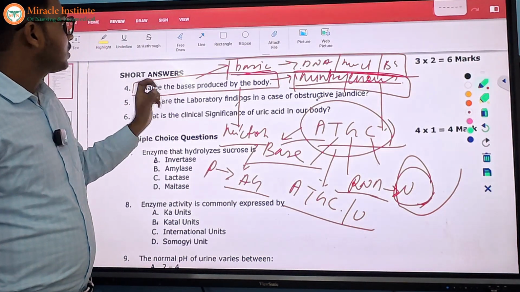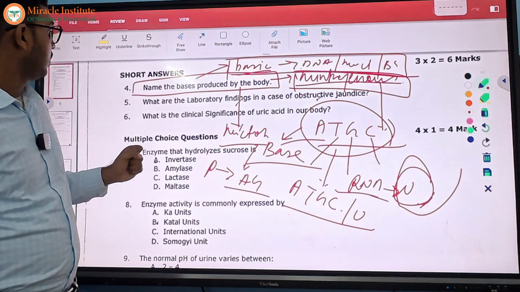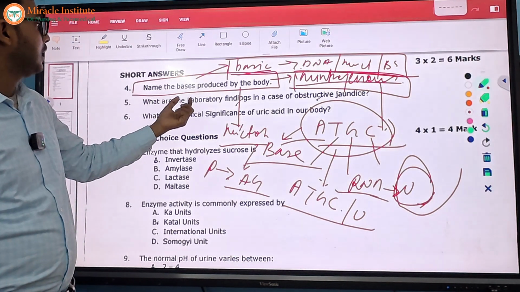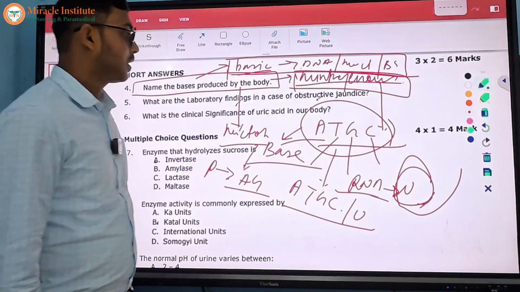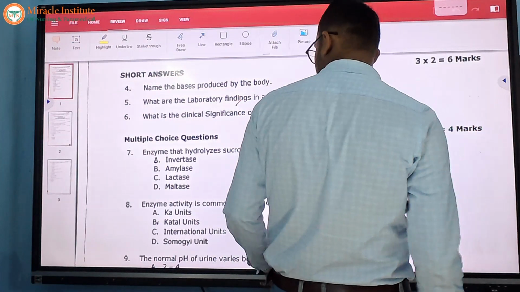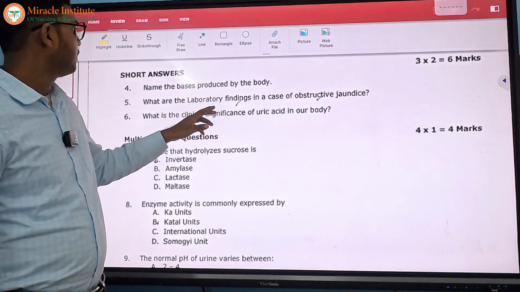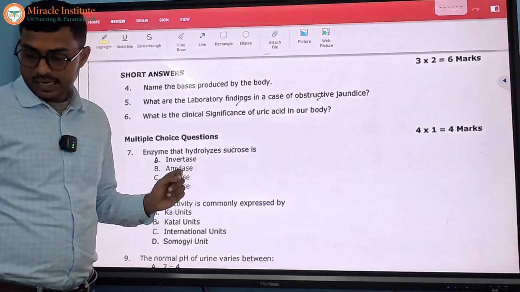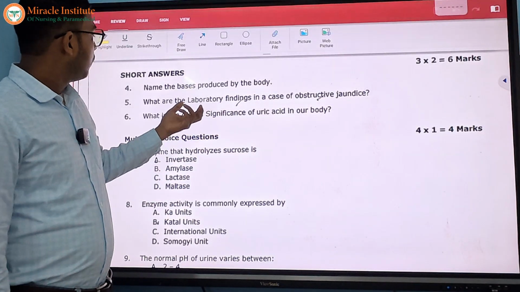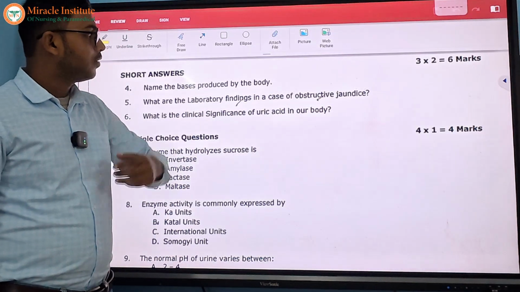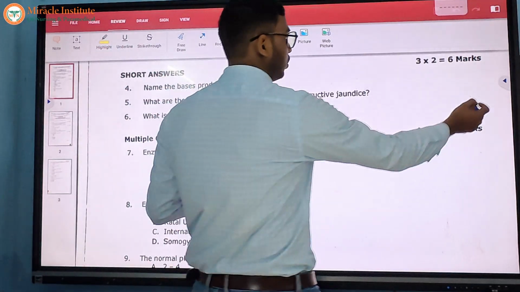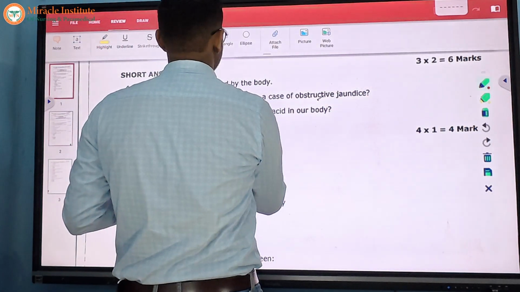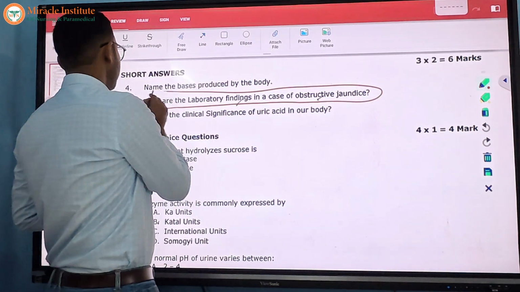Now come to our next questions. What is the clinical significance of uric acid? Or, what are the laboratory findings in the case of obstructive jaundice? These are very important questions asked in the examinations: the clinical significance of uric acid, and the laboratory findings in obstructive jaundice.